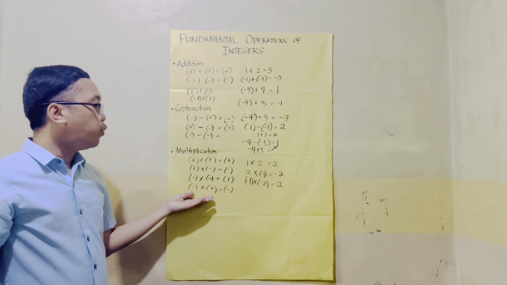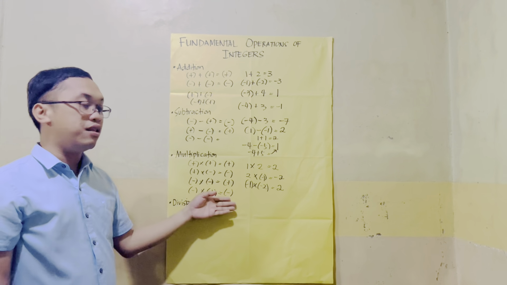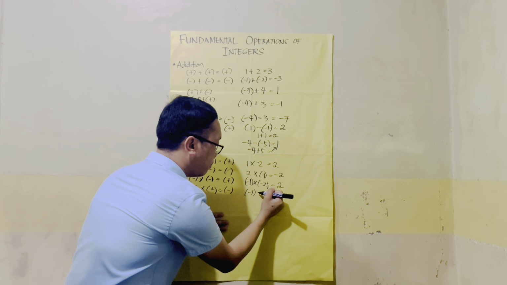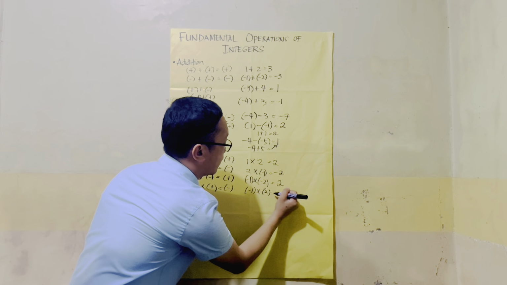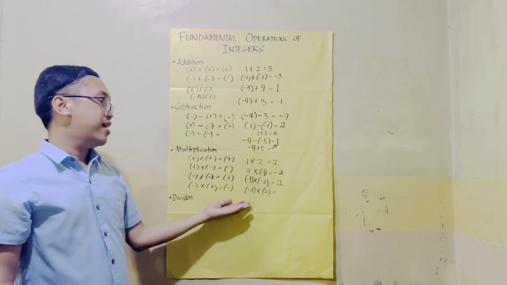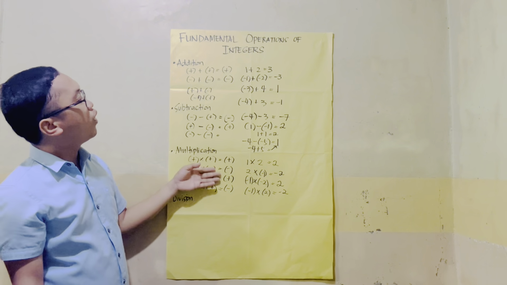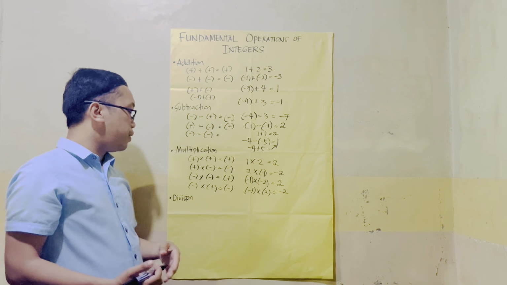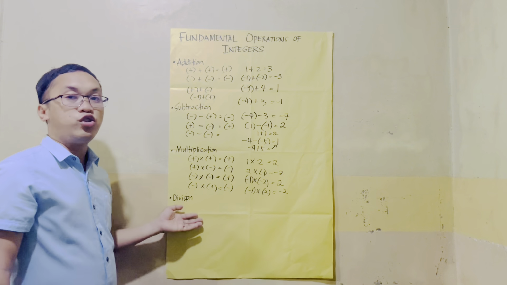And then on the fourth one, a negative number multiplied by a positive is a negative number. Let's say negative 1 times positive 2. The answer is negative 2. That is for the multiplication operation. The last operation that we will be talking about is division.